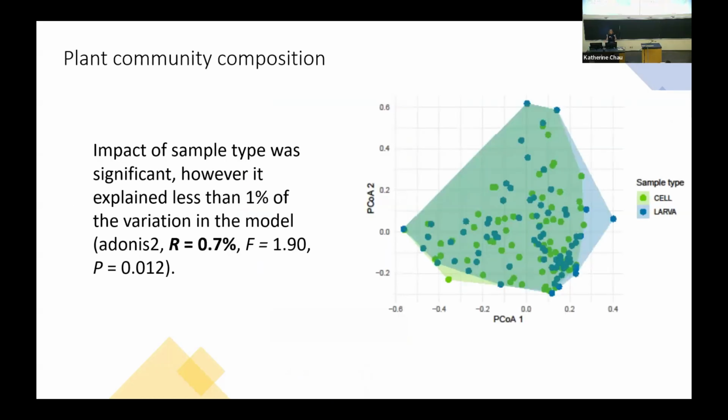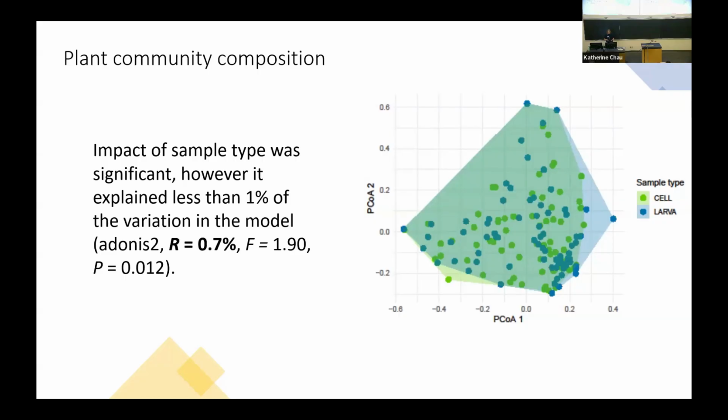Looking at the community level. So this is a principal coordinate analysis. It's just a way of visualizing the data in 2D space. Green is the cell samples and blue is the larvae. And as you can see from the whole, you're seeing a high overlap between the community that we're recovering from the cell samples as we are from the larvae.